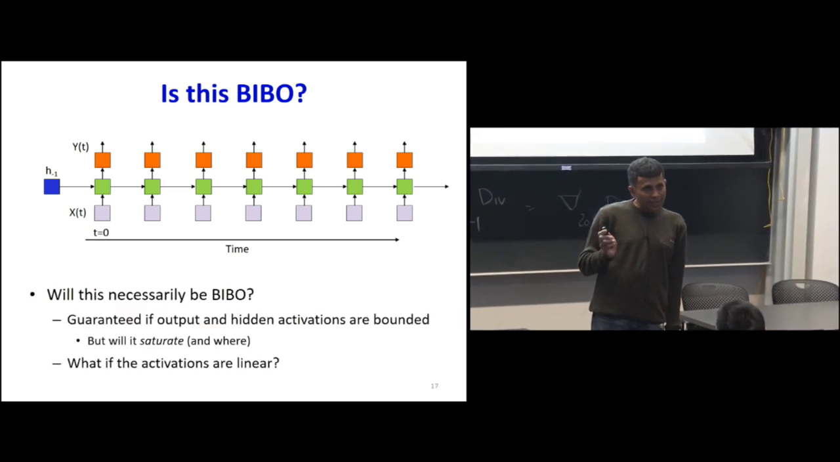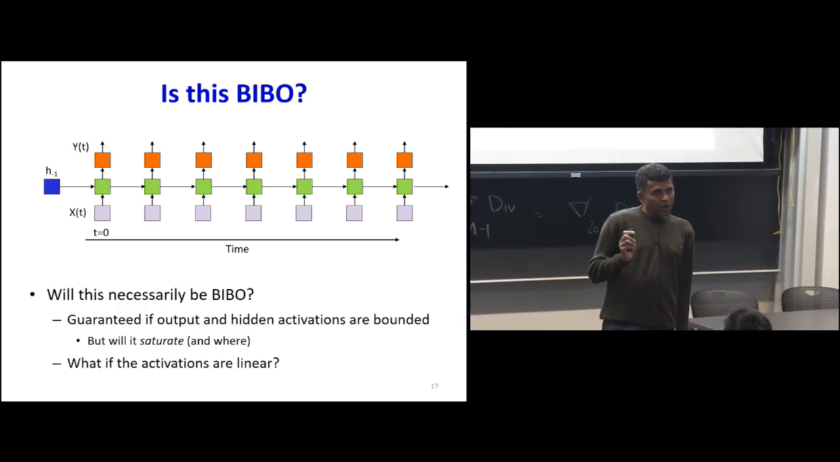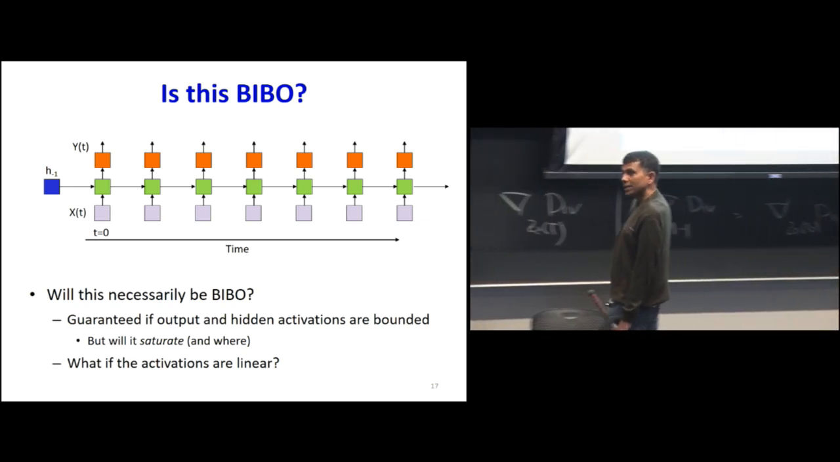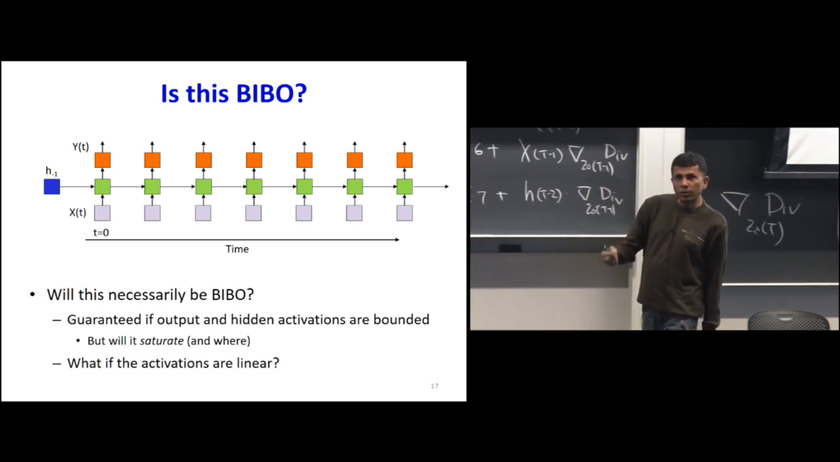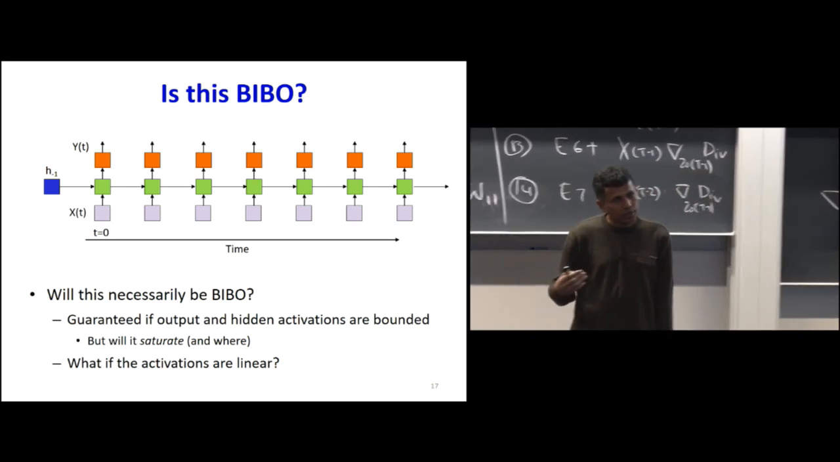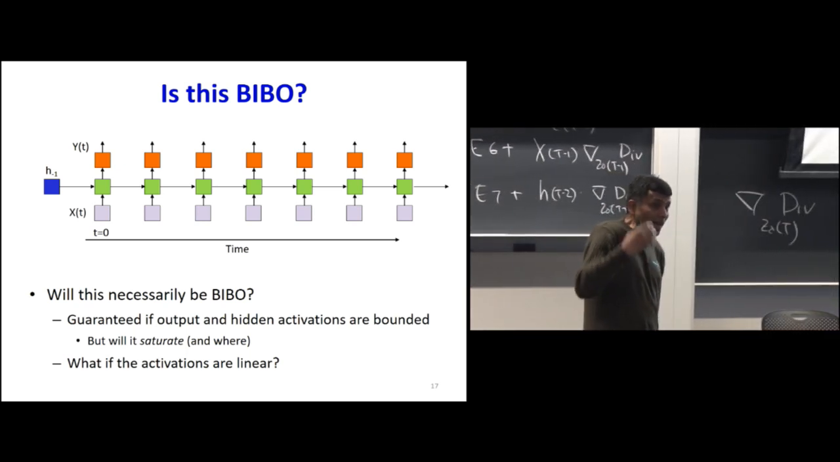Yeah. So the short answer is yes. The long answer is it's a little more complex than that. If my activations are all sigmoids, will the output go to infinity? No, because the outputs of the activations are all bounded, right? But something else can happen.